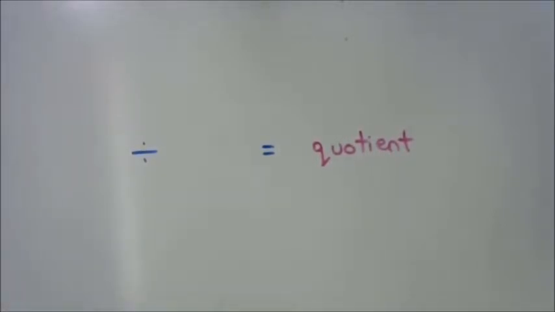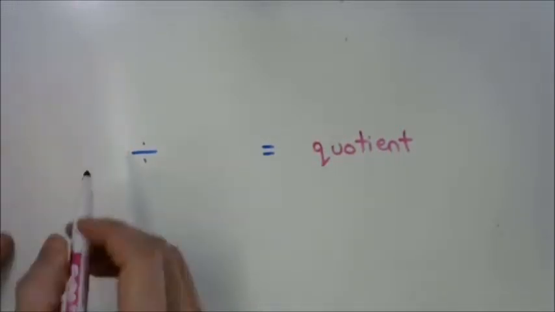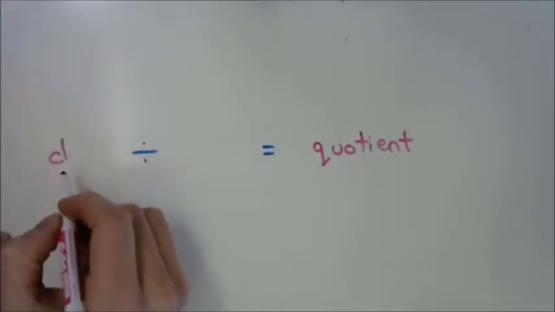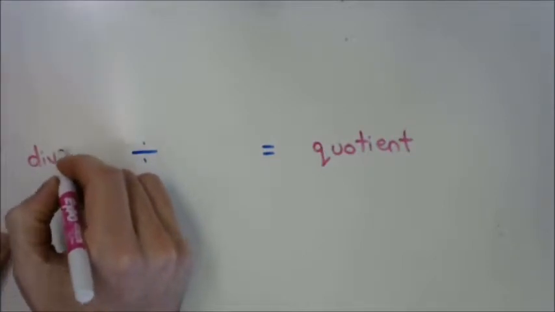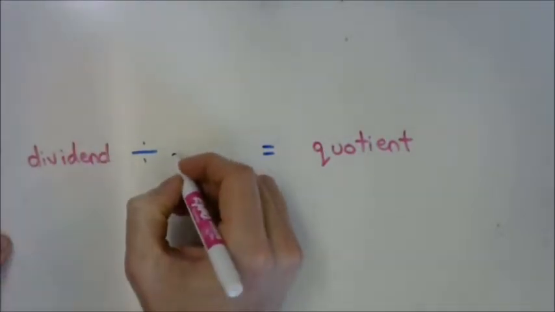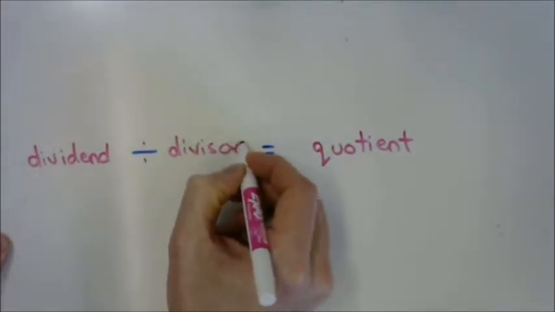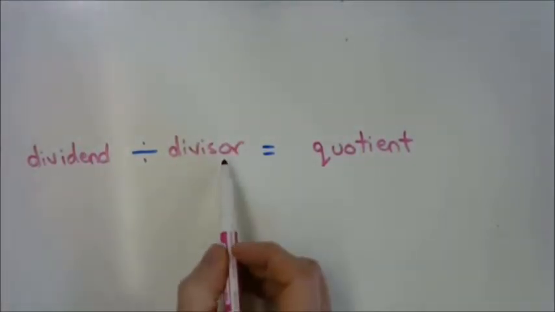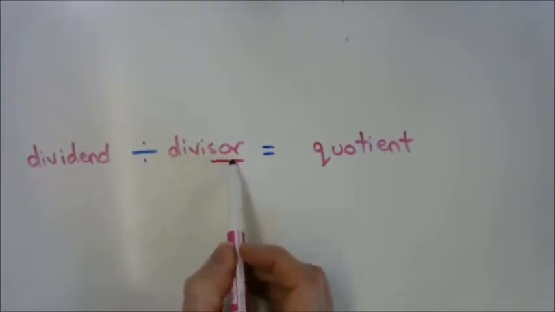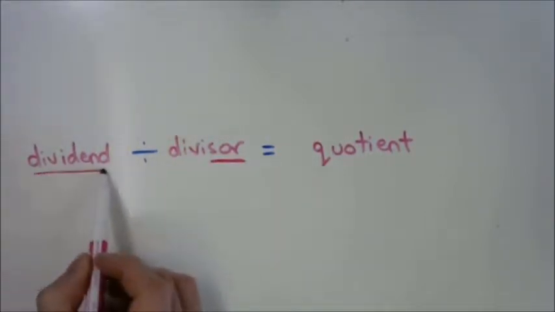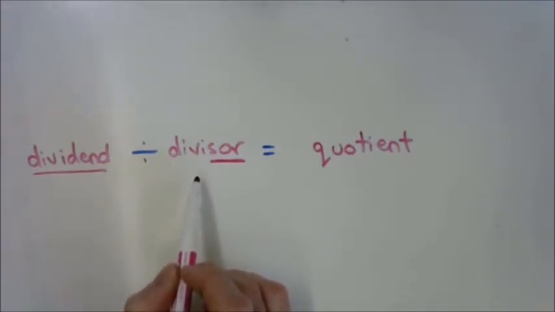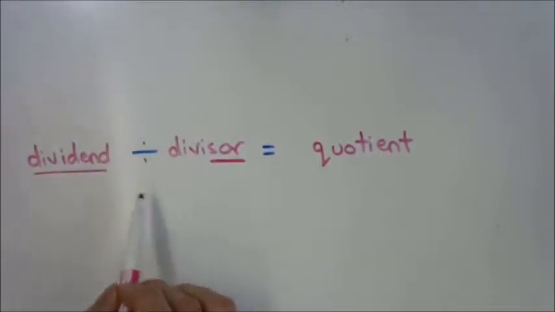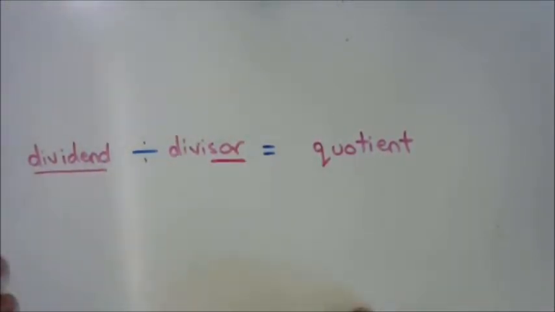Dividend on top, divisor on bottom. Yeah, that's correct. Can we just stick with denominator and stuff like that? This is for dividend, and this is your divisor. What's nice here is that the -or ending gives away that this guy does something. The divisor divides. So that's what you're splitting into. You're splitting the dividend by the divisor, and you're going to result in the quotient.